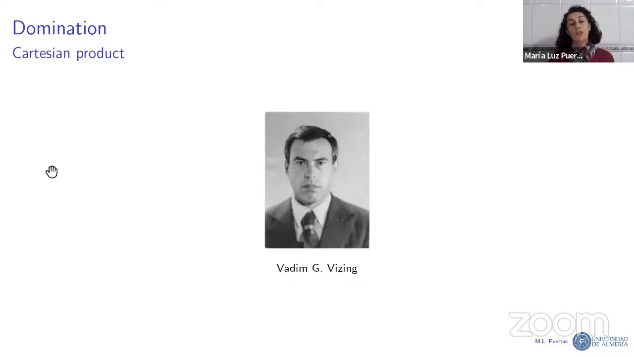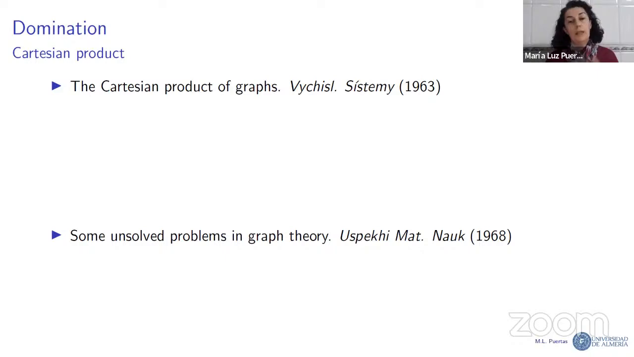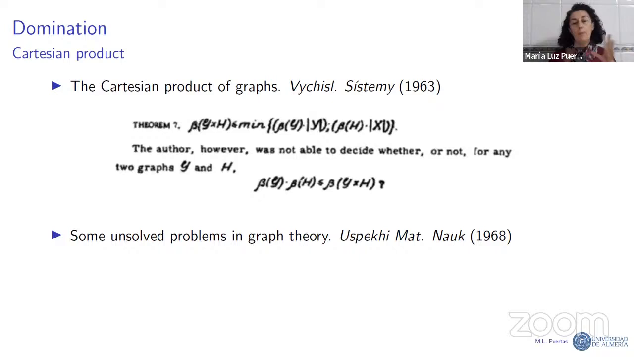If we are talking about domination and product, we have to talk about Vizing. Vizing proposed in these two papers, usually both are mentioned as the origin of the study of the domination number in Cartesian products, but the first one was the Cartesian product of graphs from 1963. And he proved theorem 7 and also proposed a question.